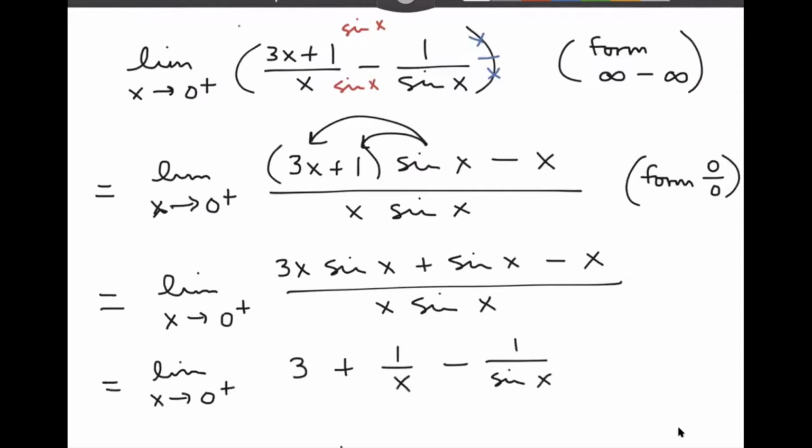So now what we have, imagining x approaching 0 from the right, is 3 plus infinity minus infinity. So this is still infinity minus infinity, but you know what? Let's get rid of some of this stuff on top.